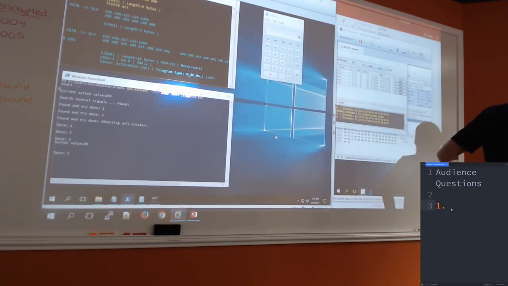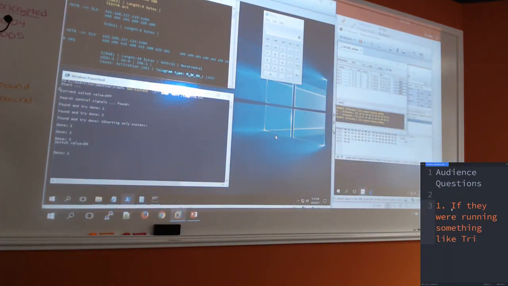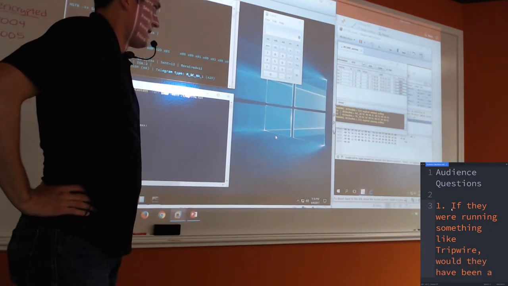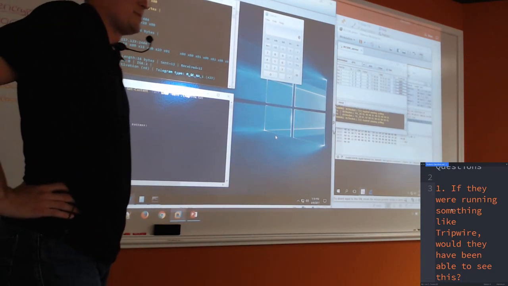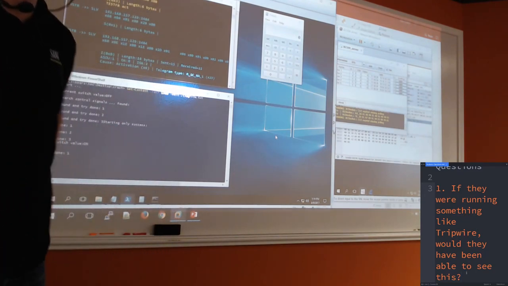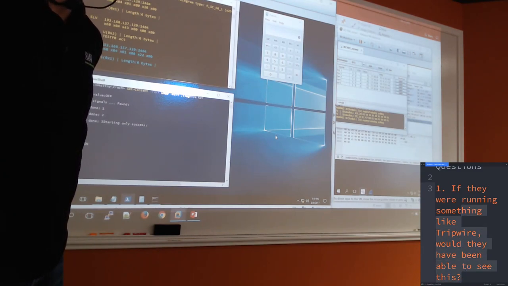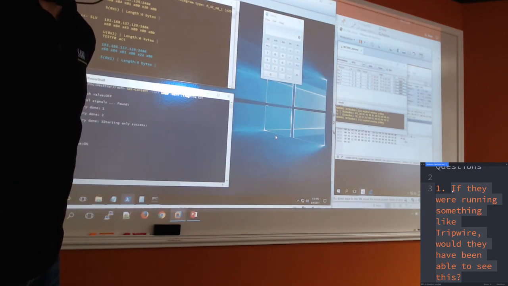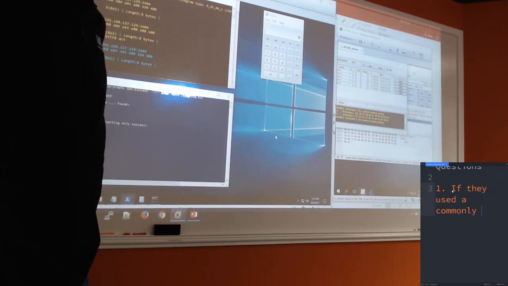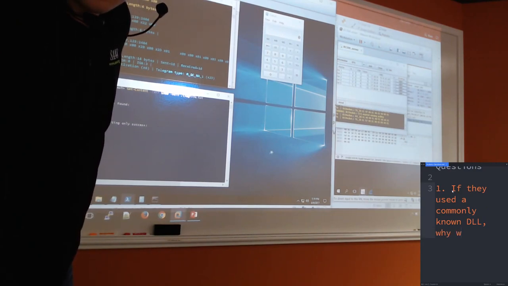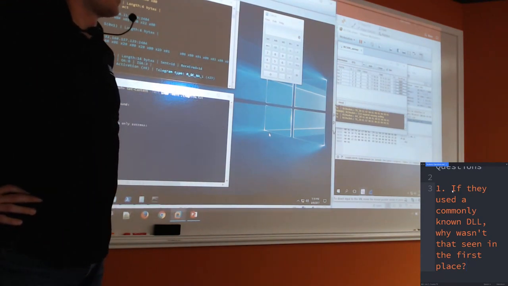So the question was, if they were running something like Tripwire, would they have been able to see this? I guess it would depend on the configuration, because there are DLLs being called. There's definite forensic evidence out there. These DLLs were all written by them, so these aren't common.